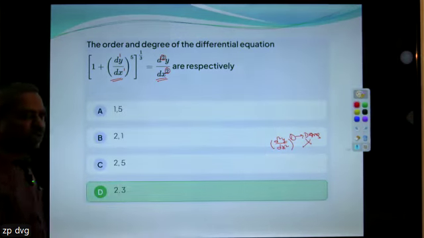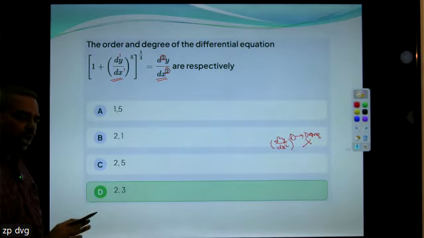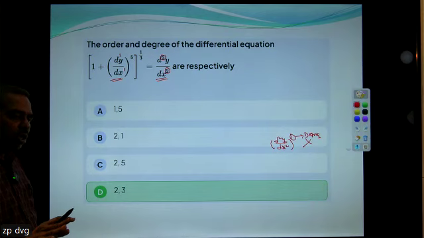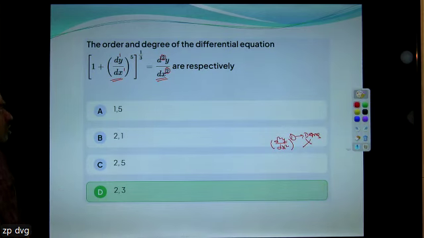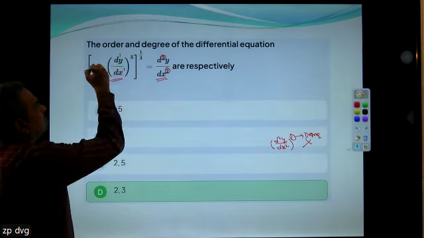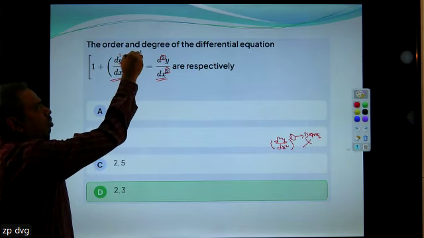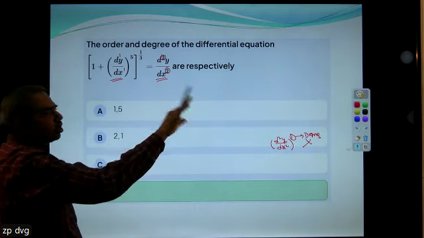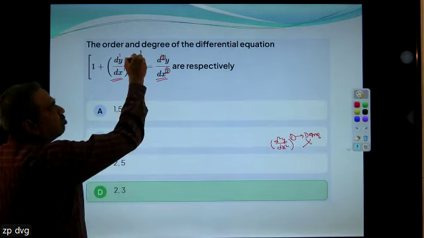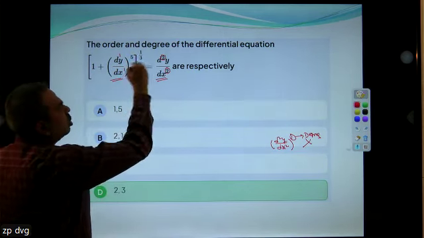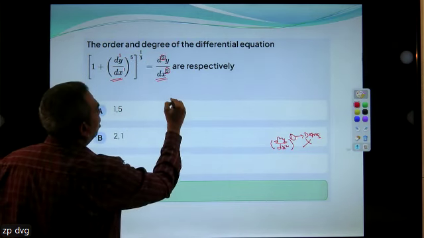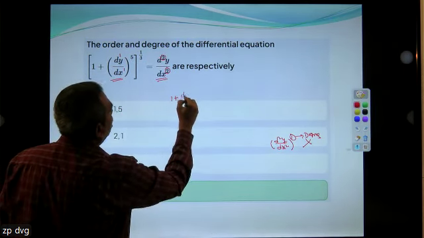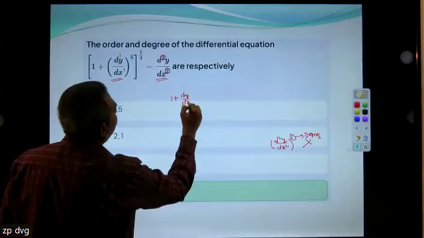Why? Because first of all you have to express the entire differential equation where we are having positive integer powers. So here 1 plus dy by dx whole power 5 whole power 1 by 3 is there. Let us try to express this entire differential equation in this format. This fraction 1 by 3 should not be there. So what you do is you cube it on both the sides.